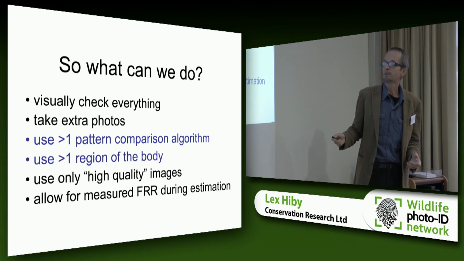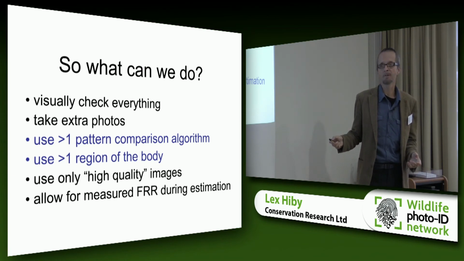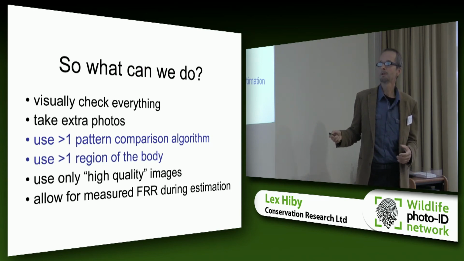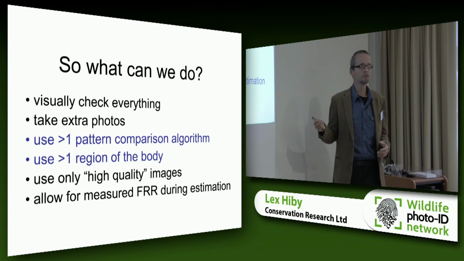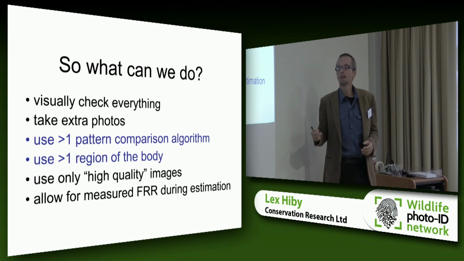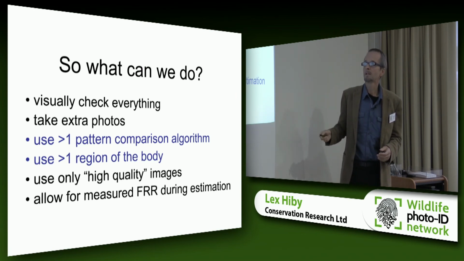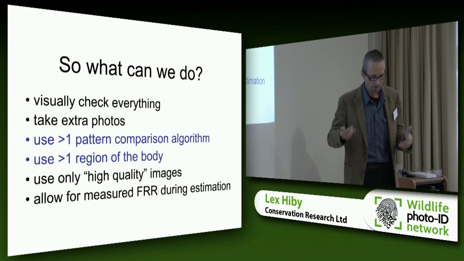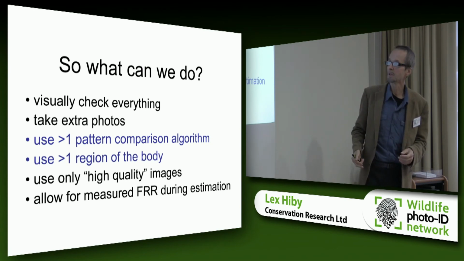Instead of extra photos, you can use more than one region of the body. Use the side of the head, the neck, the flank, the dorsal, the ventral regions. And you can use more than one comparison algorithm so that you get a multiplicity of scores. And those then can be used to identify the likely matches.